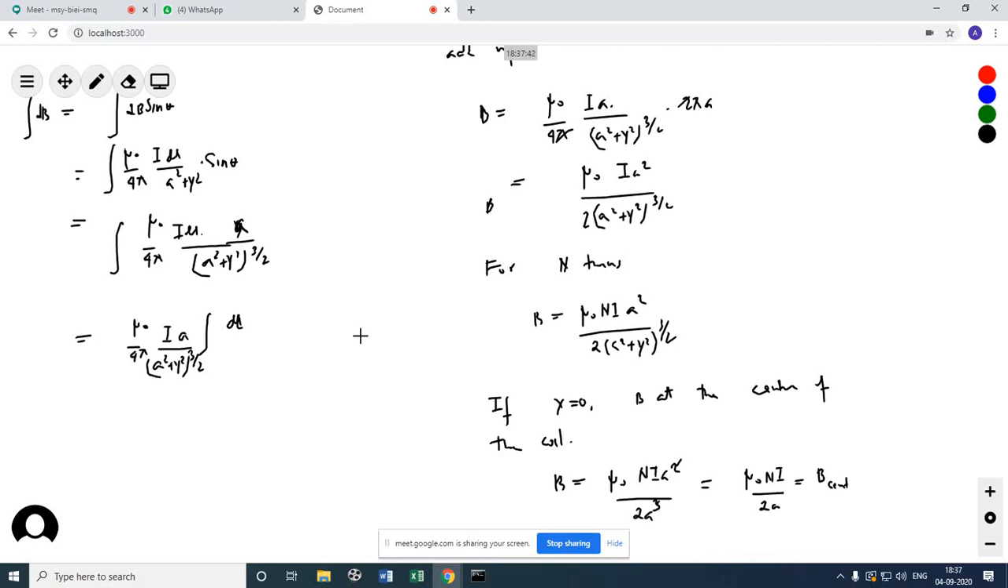Yes, sir. Why is this theta? Because you see again, this is 90 degrees. This one will be 90. This is 90, no? So if this is theta, this is 90 minus theta, so this would be again theta only.